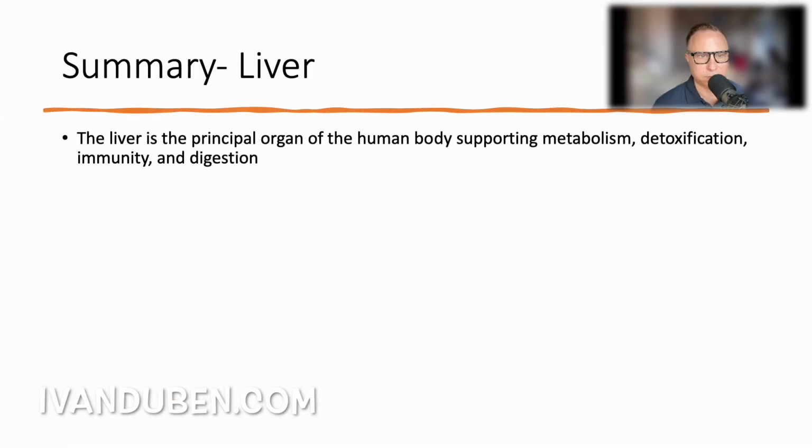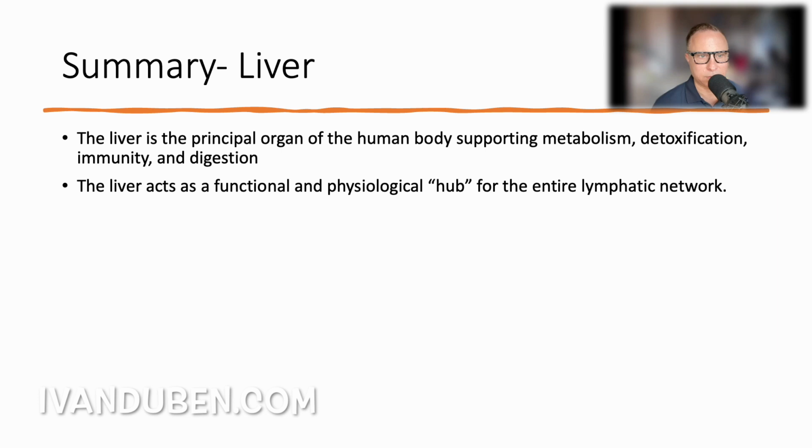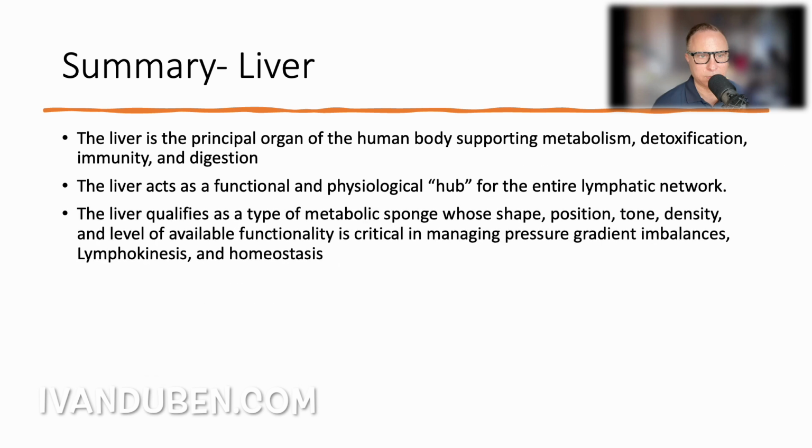Just to summarize, the liver is the principal organ of the human body, supporting metabolism, detoxification, immunity, and digestion. The liver acts as a functional and physiological hub for the entire lymphatic network. The liver qualifies as a type of metabolic sponge whose shape, position, tone, density, and level of available functionality is critical in managing pressure gradient imbalances, lymphokinesis, and homeostasis.